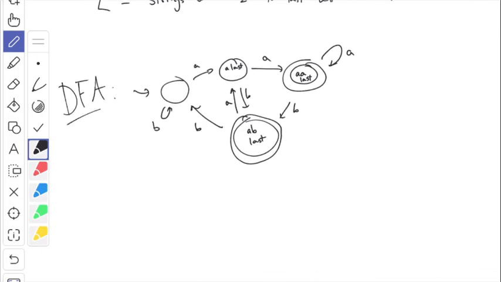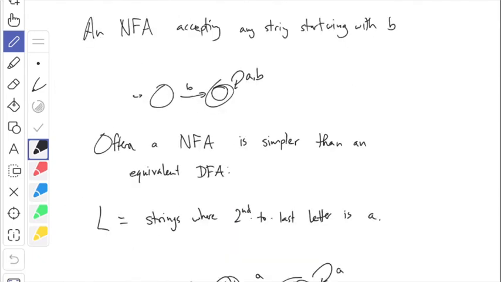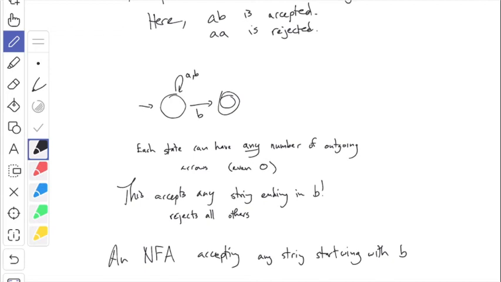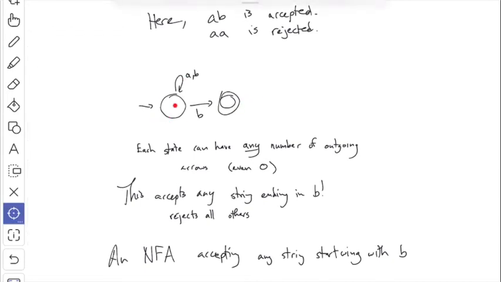What about the same language but on an NFA? Remember we did this one here, any string which ends with a B, right? You can do something kind of like that where it does whatever you want and then has an A and then has one more thing and then that's the end, right? That's what I want to write here.